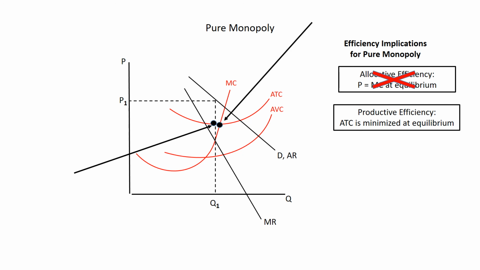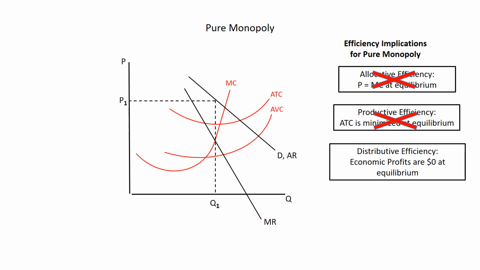And here is the point at which ATC is minimized. It is the point at which the marginal cost curve intersects it. Although in this case, the difference isn't great, we can conclude that there is no force that will drive output to the lowest point on the average total cost curve. As a result, productive efficiency is not achieved in the case of pure monopoly.